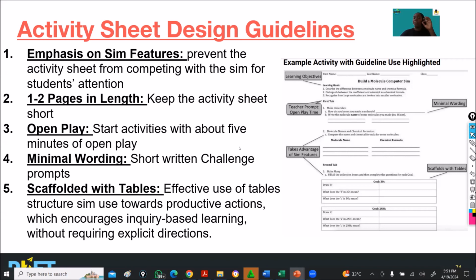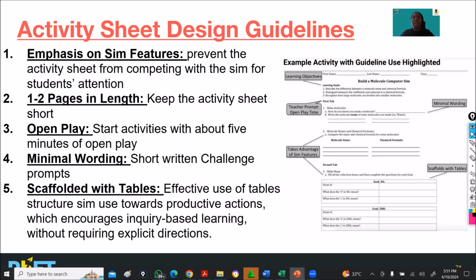And there's something very important about each activity sheet. You should have a start of 5 minutes open play. It's a must. 5 minutes open play for your students to play with the sim without you even telling them anything about the simulation.